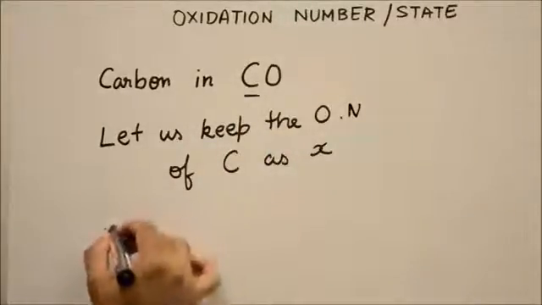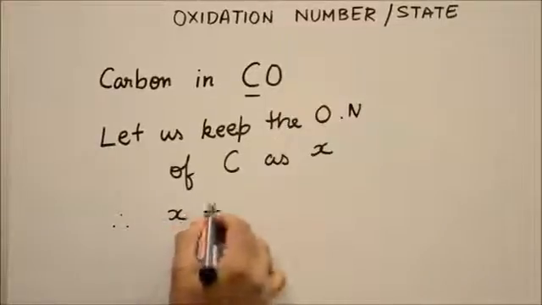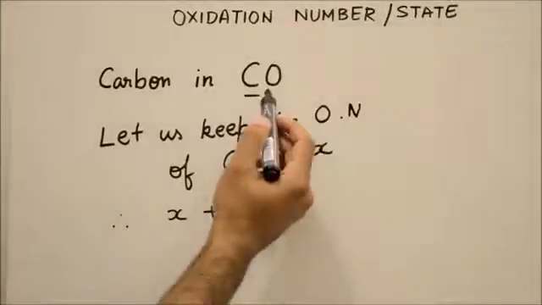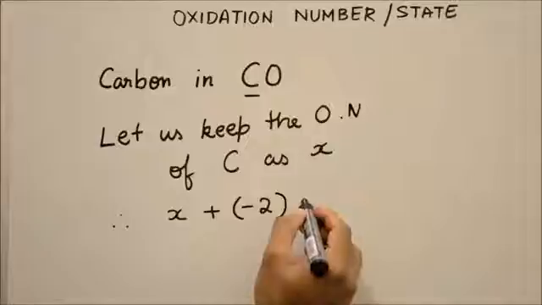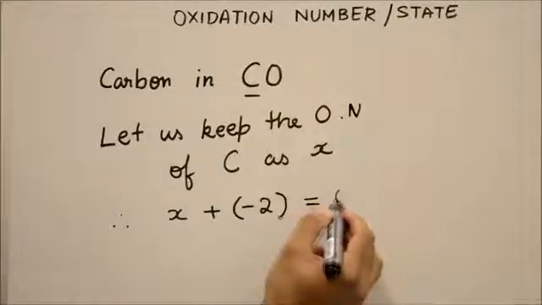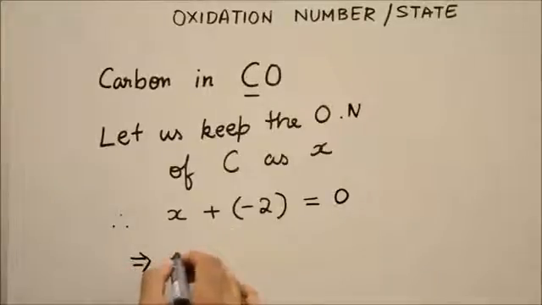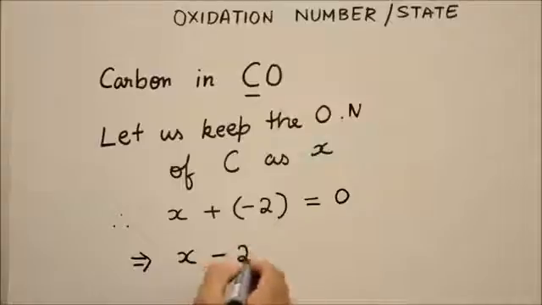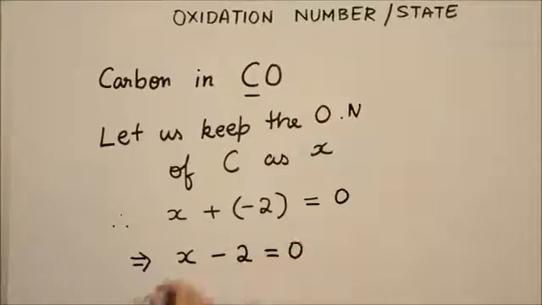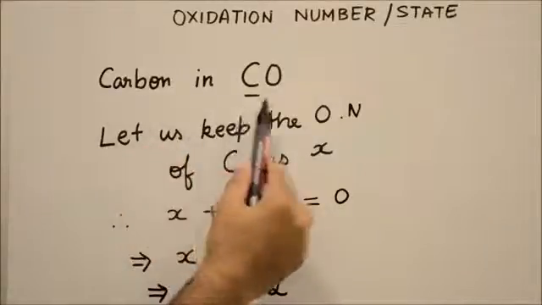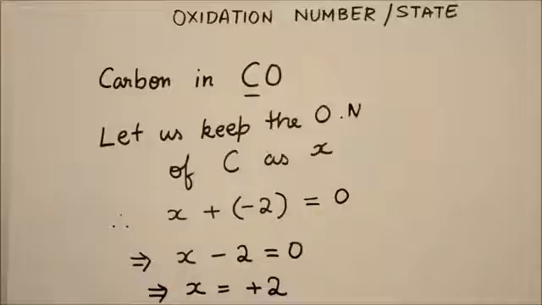We have already called the oxidation number of carbon as X, and we also know the rule that the addition of the oxidation numbers of elements in the compound should be equal to 0. And this is 0, not a charge, because carbon monoxide does not have any charge. So when you add up, X minus 2 is equal to 0, which implies X is equal to +2. The -2, when it goes on the other side, becomes +2. So the oxidation state of carbon in carbon monoxide is +2.